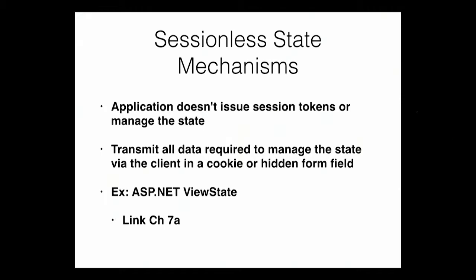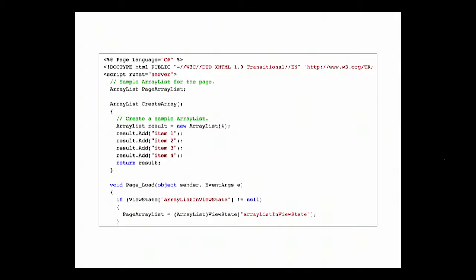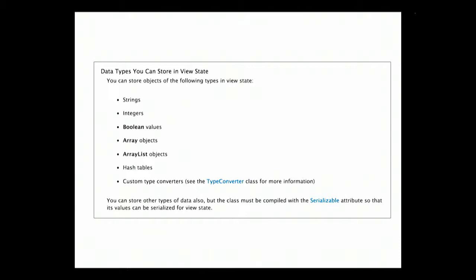ASP is designed for this, and you can write a page. Here's a page in C sharp, which is one of Microsoft's languages, and you can define an array of items, and you can add those items to a view state in this code using a library of functions Microsoft gives you. And then you can store anything in there: strings, integers, array objects, hash tables, custom type converters. You can take all the data you want and stick it in this blob of data called a view state.